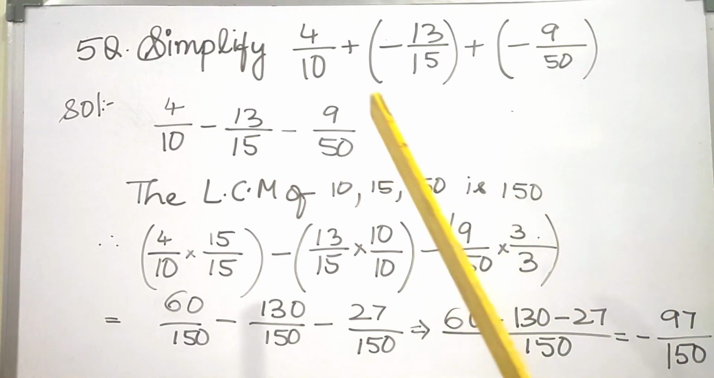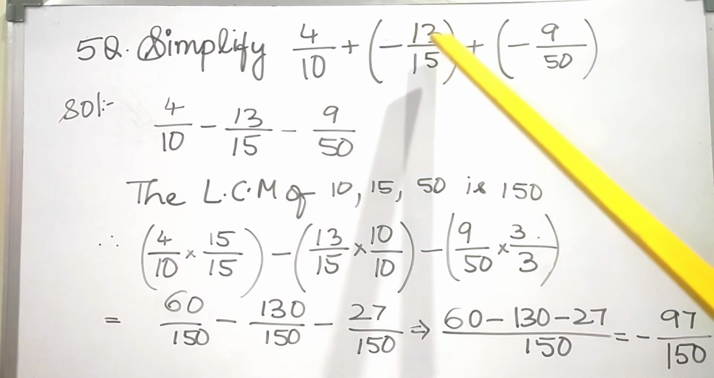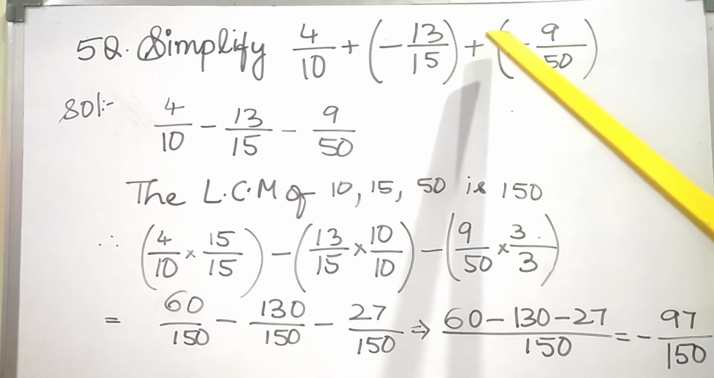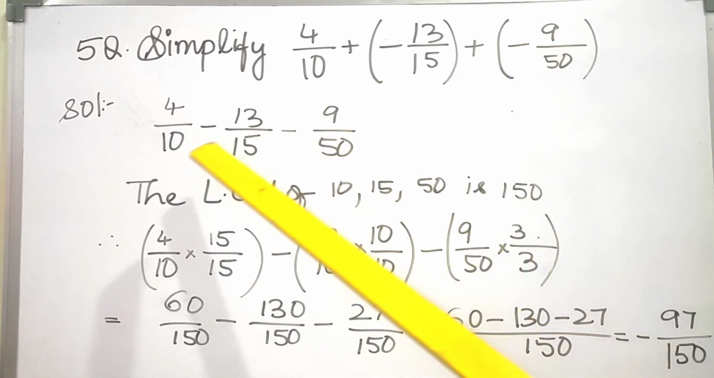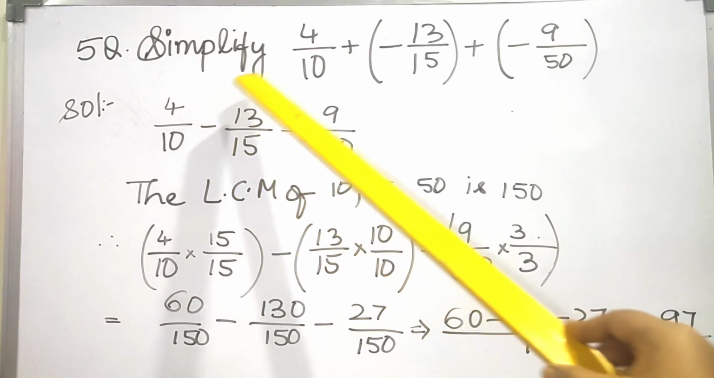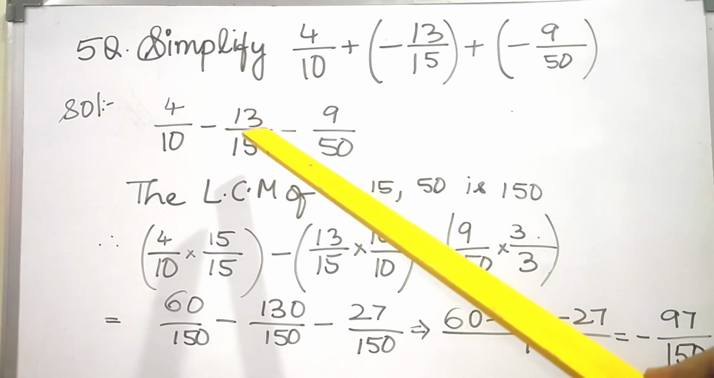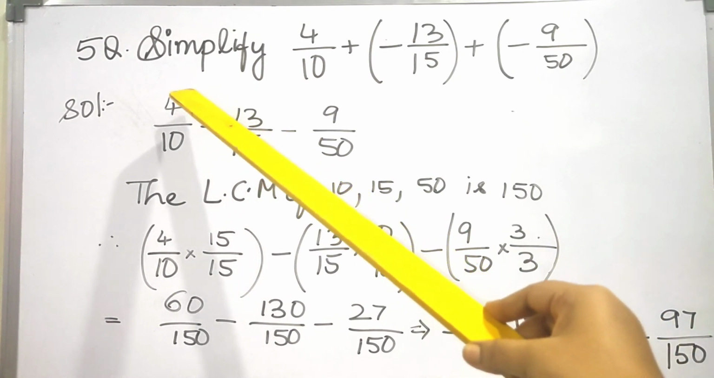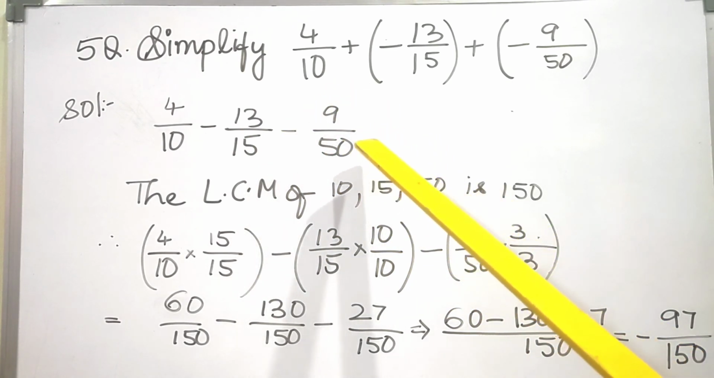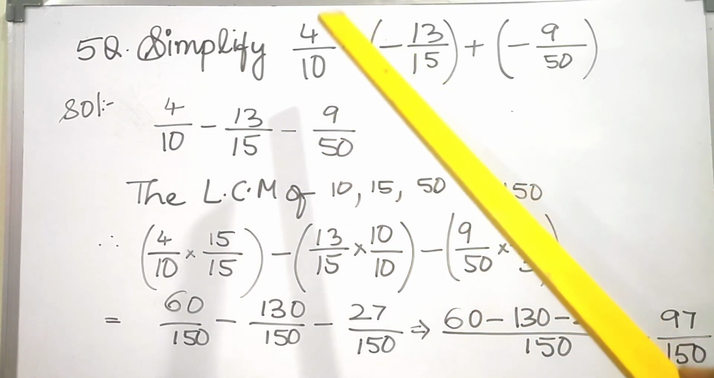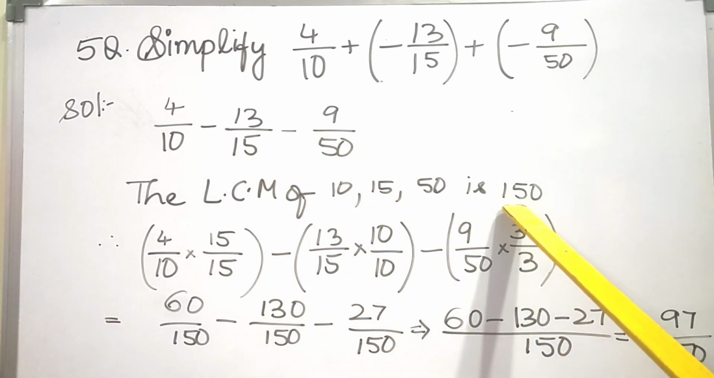Now see the fifth question here. Simplify 4 by 10 plus minus of 13 by 15 plus of minus 9 by 50. Now the solution will be like this: we have taken all the brackets out and we have taken the minus part outside the bracket. Now 4 by 10 minus 13 by 15 minus 9 by 50 after removing the brackets here. So our LCM for 10, 15 and 50 is 150.